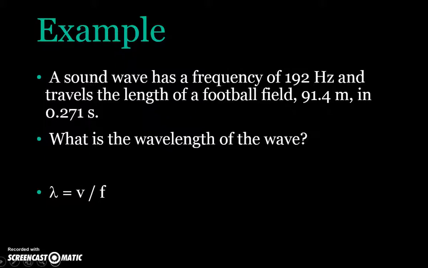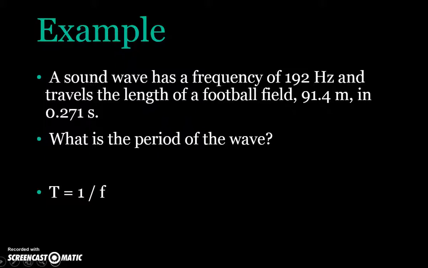Here's another example. If I tell you that we have that same frequency, same distance, same time, I want to know what the wavelength is now. Well, we just found out what velocity was. We just discovered that was 337.27. If you take that and plug it into the formula here, velocity divided by frequency, you divide that by 192, you should get 1.76. And that's in meters for your wavelength.